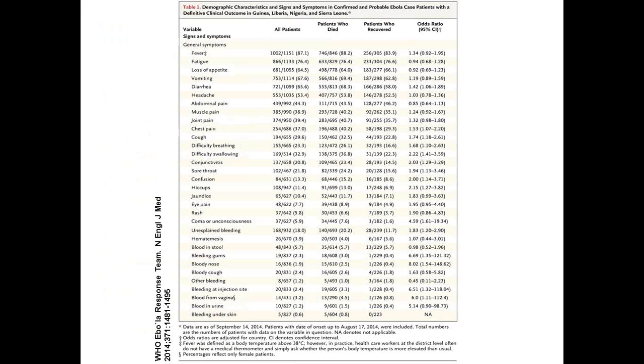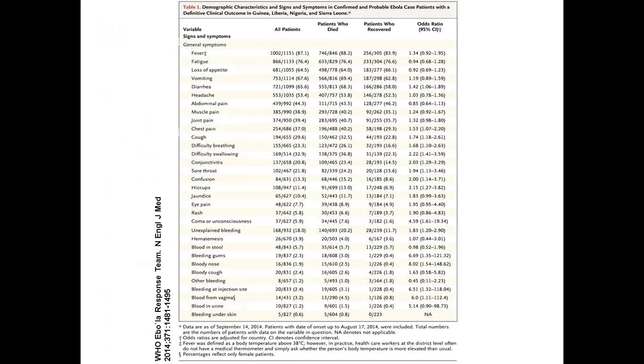If we look at the disease itself in this slide, you can see the predominant symptoms of fever, fatigue, loss of appetite, vomiting, and diarrhea. You can also look at this more carefully for those who died or those who recovered. But the point to make is that the traditional picture of Ebola, which was put forward in books like The Hot Zone, of copious amounts of bleeding out of the eyes and so forth, is really not the case.